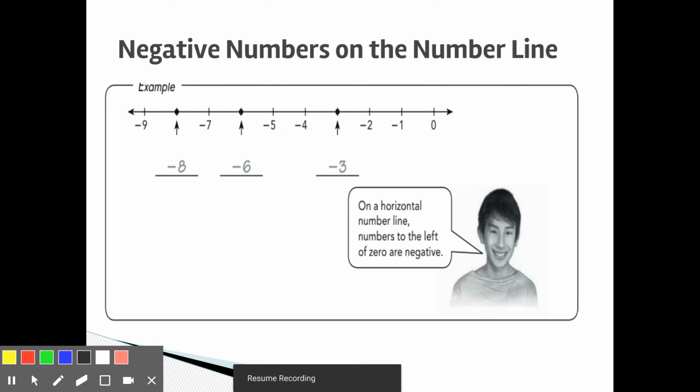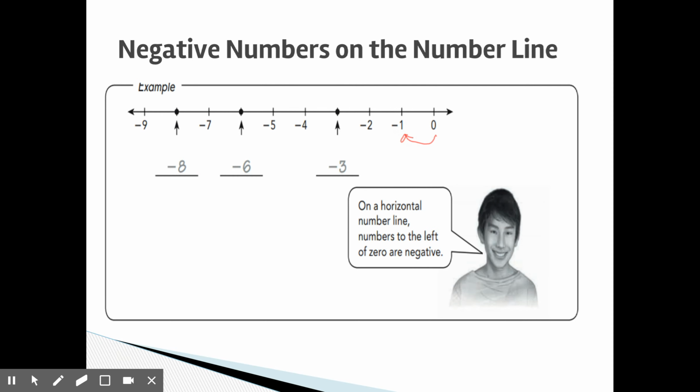Negative numbers on a number line are slightly different only because the numbers are going what seems to be backwards. So we're starting at 0 and then we're counting back. -1, -2, in this example, -3, -4, -5, -6, -7, -8, -9. When you go again to the left of 0, your numbers go in backwards order.